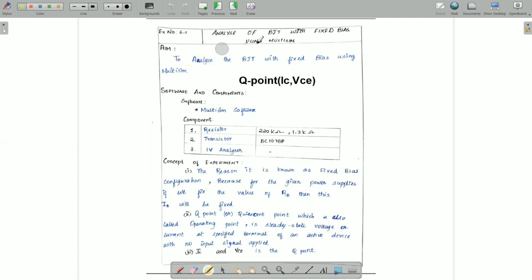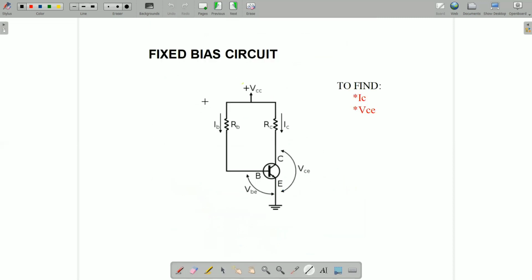Let's first see the experiment of fixed bias using Multisim. It is to analyze the fixed bias. Here, analyze means to find the Q point, that is, the Q point is IC and VCE. Let's first see the concept of this experiment.